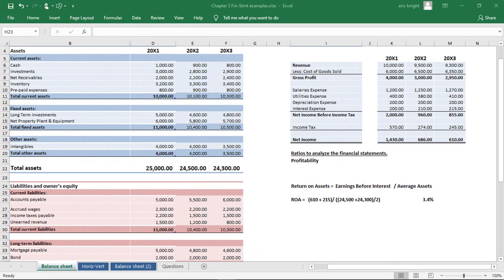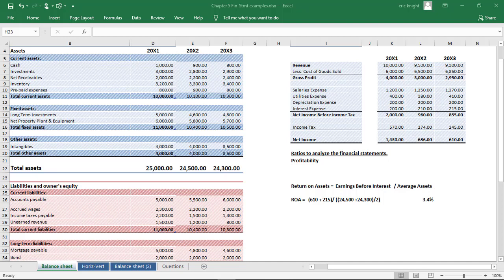Now, profitability is usually looked at by investors. An investor wants to know whether or not the business is going to be profitable so that he or she can determine whether or not to put money into it. One of the key ratios that are used is return on assets. The word return means the profit, right? So the profit on the assets that the management is given.